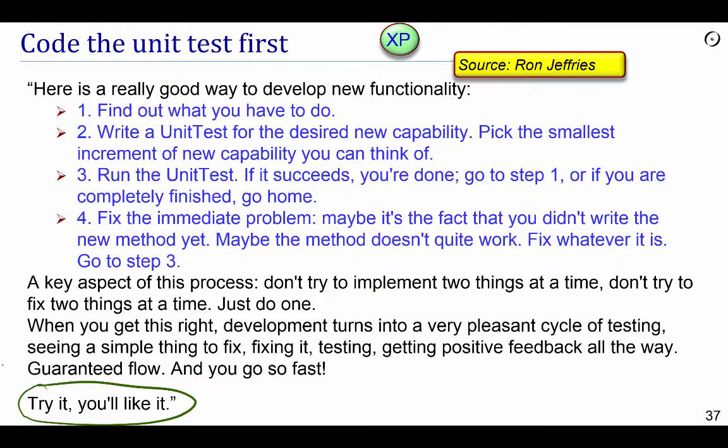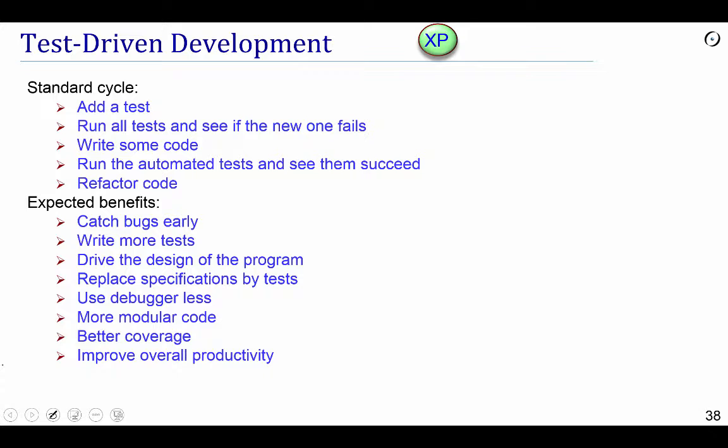He cites a number of arguments for this approach: guaranteed flow, it goes faster, and so on. This is not, of course, a scientific demonstration, but enough people have tried it, and enough of these have liked it, that test-first development has gained some traction. It actually can be generalized into an entire development method, a unified development method known as test-driven development, coming from Kent Beck, who wrote a book specifically devoted to it.